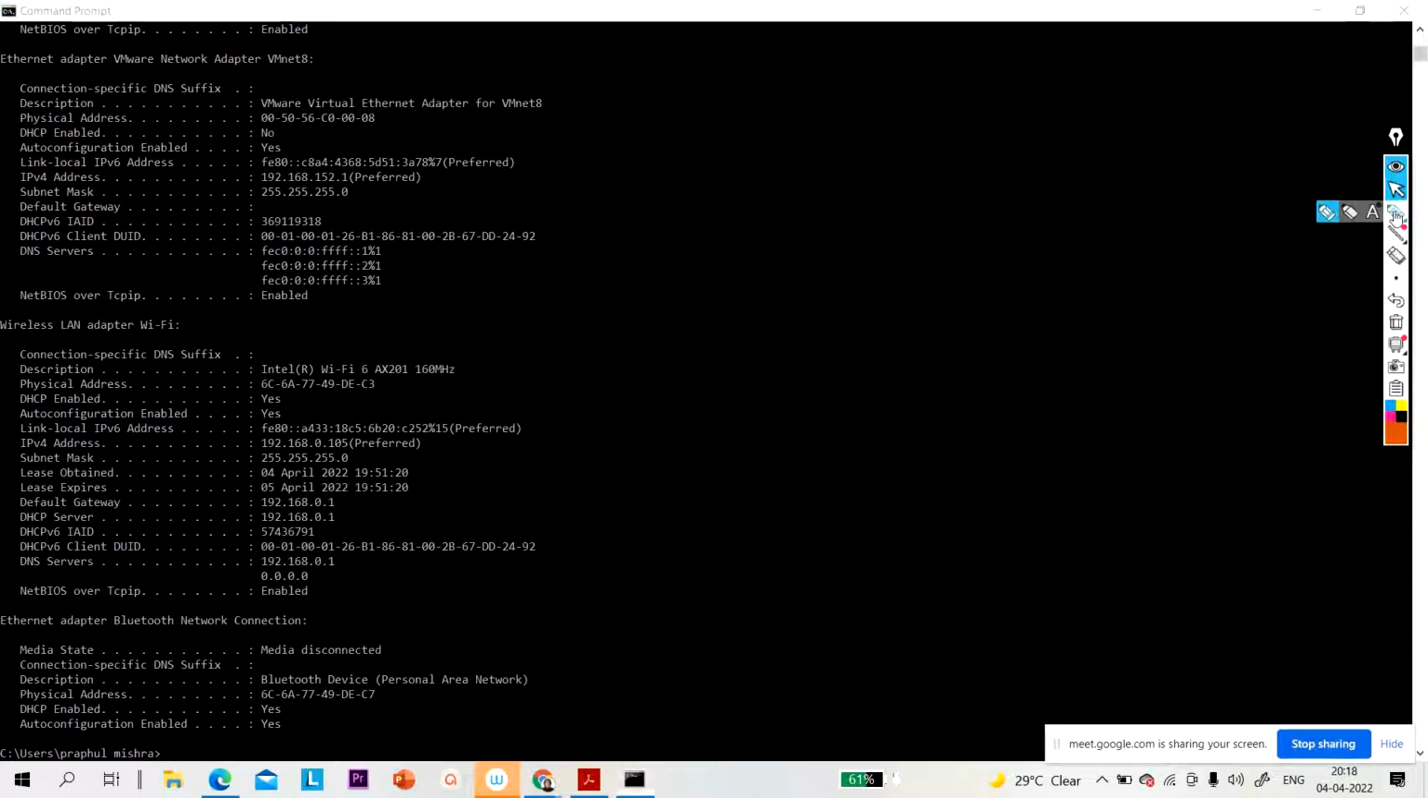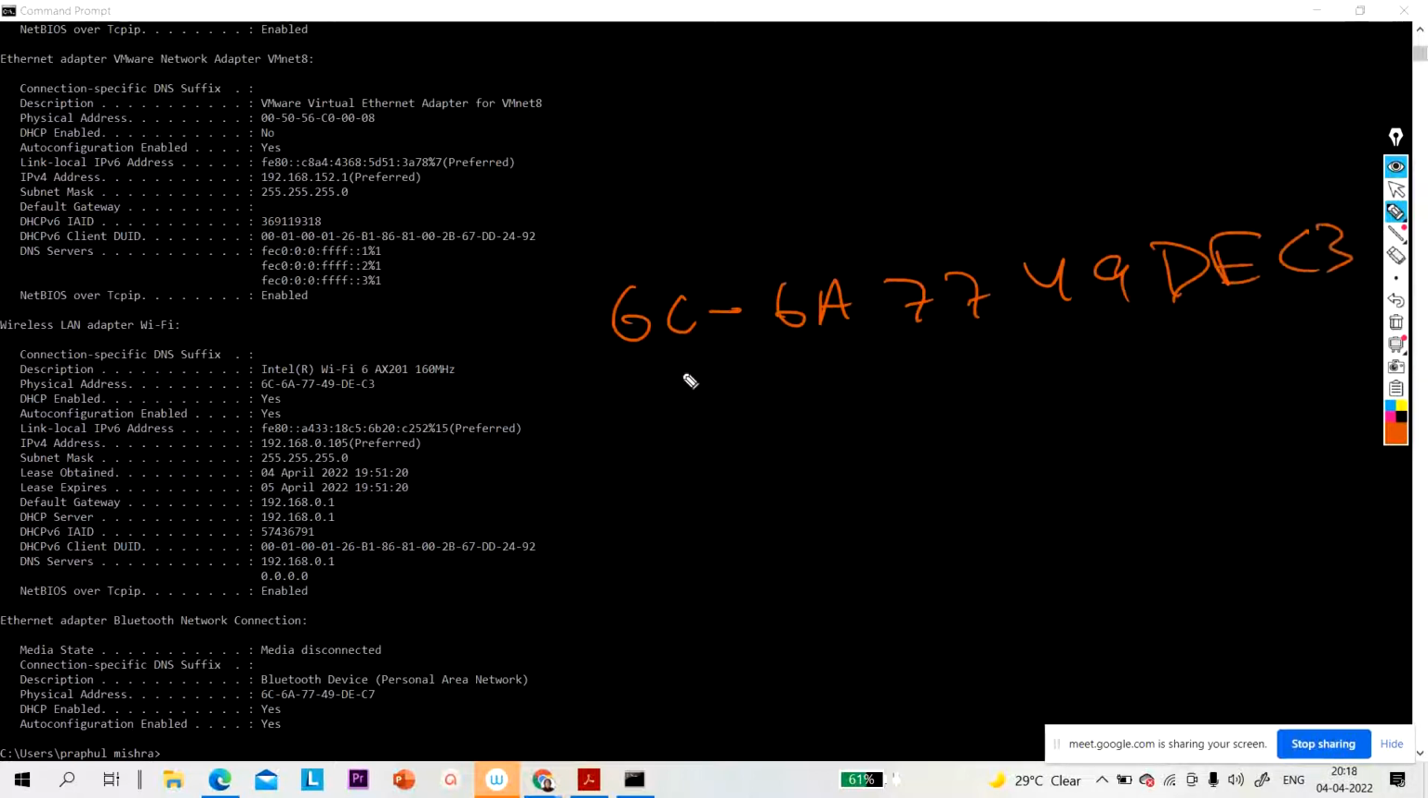Are you able to see this MAC address? 6C, 6A, 7749, DE, C3. How many characters are there? 12. Now you can understand that different operating systems can represent this address in different ways.